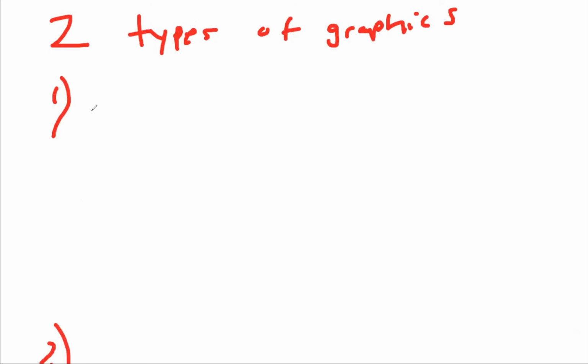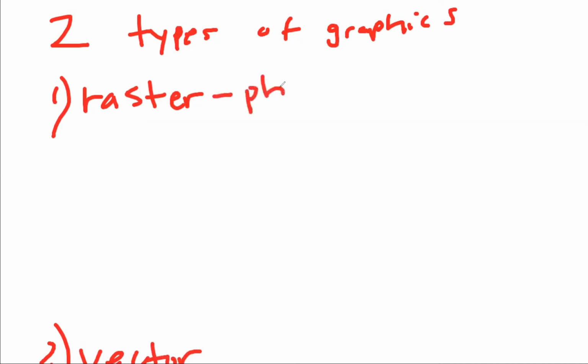Anybody know what one of those is? Like raster? Yep, there you go. Raster's one. What's the other one? Vector. Yep, vector. And so when we think of raster images, we typically think of photos, and the application we think of is Photoshop. Now, that doesn't mean that we can't bring in raster images into Illustrator. It's just that's not what Illustrator was originally built for. Illustrator was originally built for vector graphics.